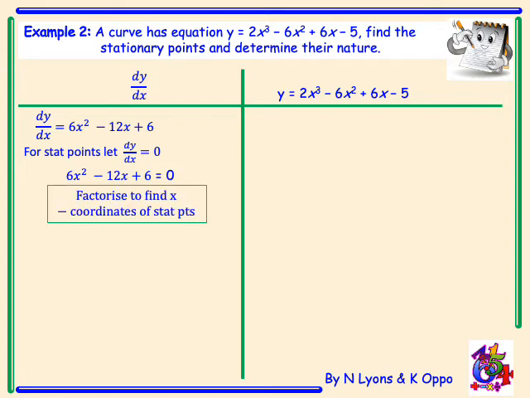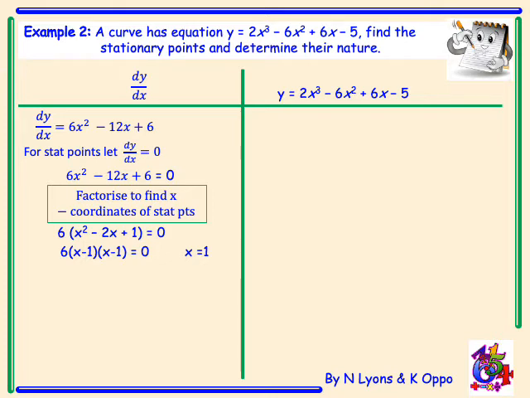And we're going to have to factorise to find the x coordinates of the stationary points. So again, make life easy for yourself. I can take out a common factor of 6, and this gives me the exact same as before. I've got 6 times x squared minus 2x plus 1 equals 0. Factorising that gives me 6 times x minus 1 equals 0. And solving gives me x is 1.